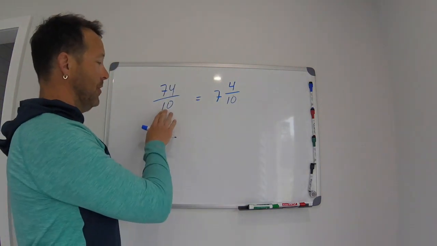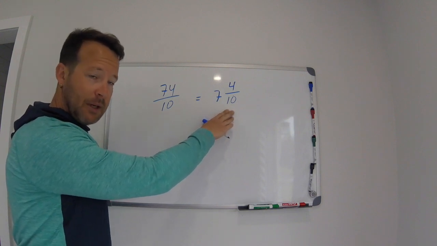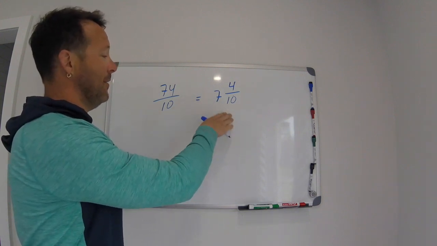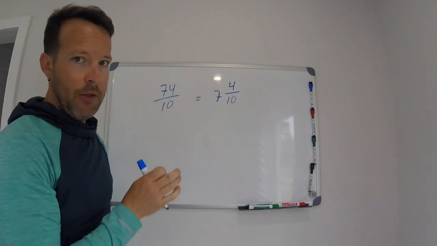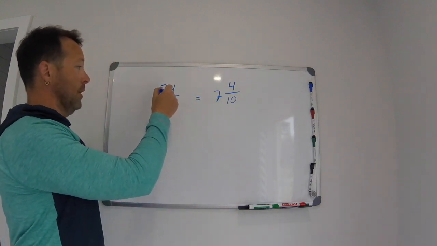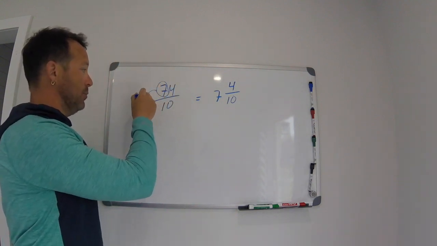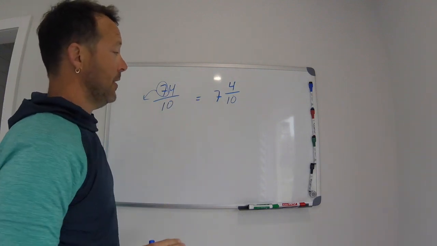So 74/10, how do we write that as the mixed number? Okay, how do we get there? I want you to notice something. All the numbers are the same, it's just where they're at. So my little trick version is to do this. Take this number and just put it here, and you will have that. And this is your correct answer.